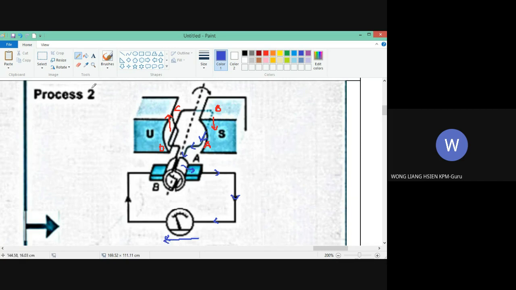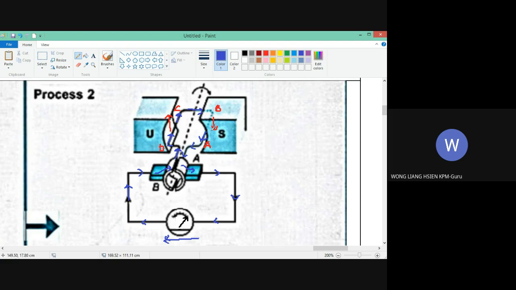Actually, this diagram is wrong. In this diagram, the pointer of the galvanometer should be on this side. And then the current will flow in this direction, flow like this to the carbon brush, to the commutator, and then go here, in this direction like this. So the current flows in this direction.